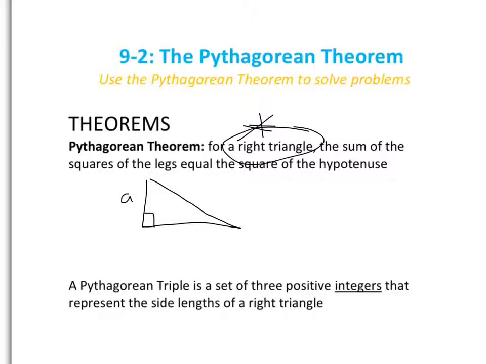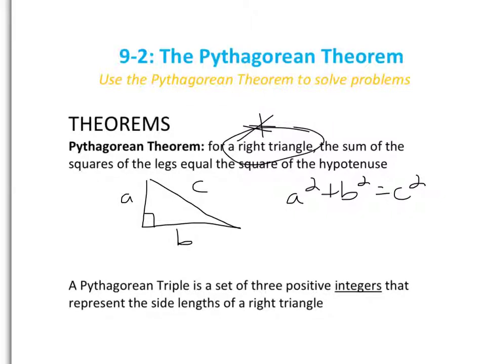Okay, so we've got the side lengths we call A, B, and C, where C is always the hypotenuse and A and B are the legs. And the formula we could get from this to help us identify the lengths of these sides is A squared plus B squared equals C squared. Okay, you guys probably recognize that.